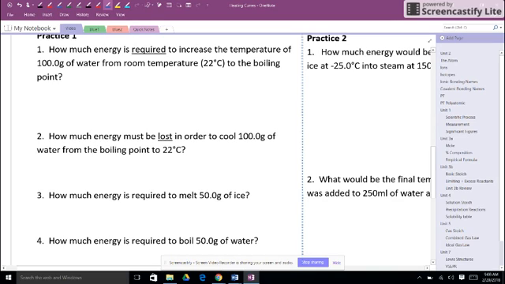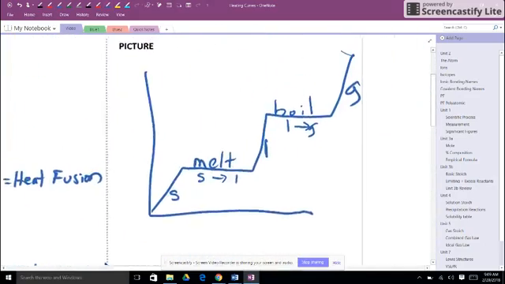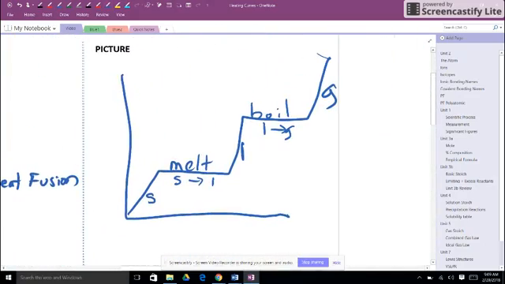Okay, so in this video, we're going to try and answer some questions related to a heating curve and really the transfer of energy still. So let's review a heating curve. There are five major portions on a heating curve.